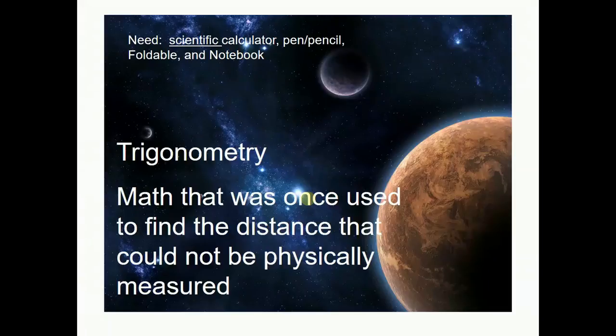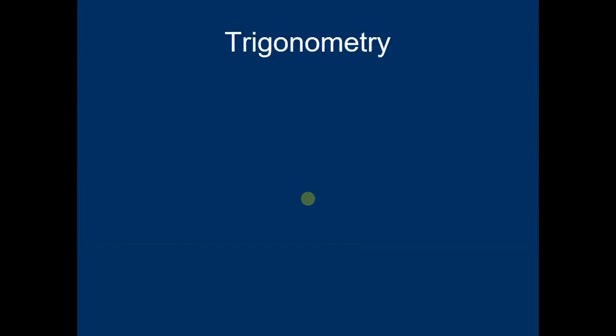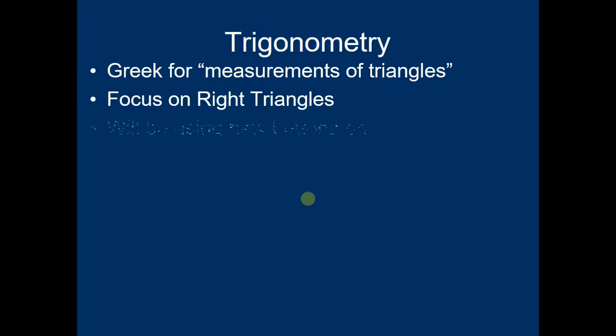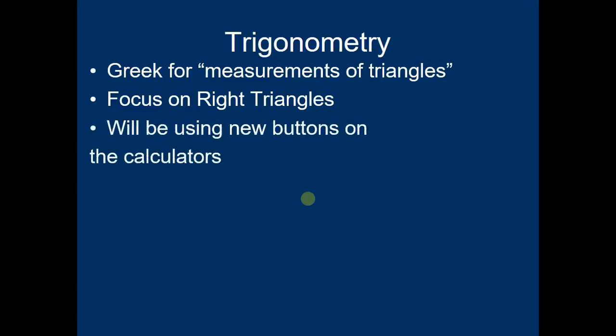What is trigonometry used for? Basically, it was math that was once used to find distances that could not be measured physically. For example, from here to the moon, trigonometry was used to get that distance that we can't measure with a ruler or any other kind of measuring tool. So what does trigonometry mean? Basically, it's Greek for measurements of triangles. It can only be used on right triangles, and we're going to be using some new buttons on calculators.